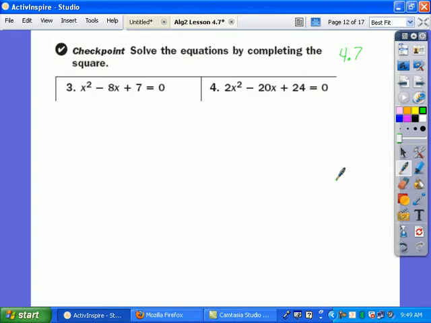This is Algebra 2, and we were working on section 4.7, part number 2, completing the square. The goal for this section is that I'm going to go through these two problems here, and then I'll give you a few that you can work on at home, and then we'll look through those answers as well.